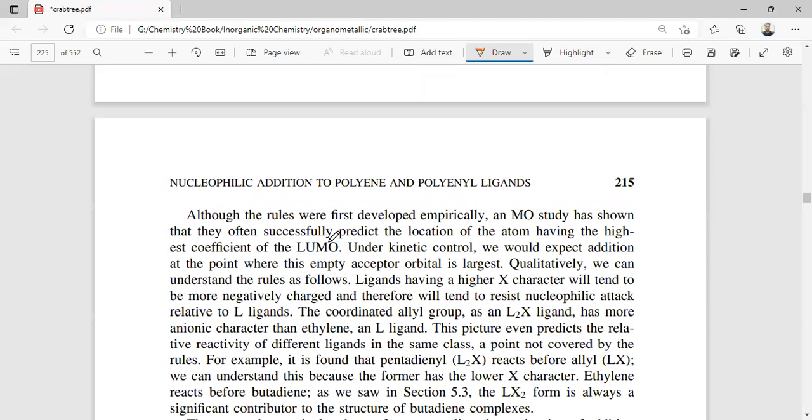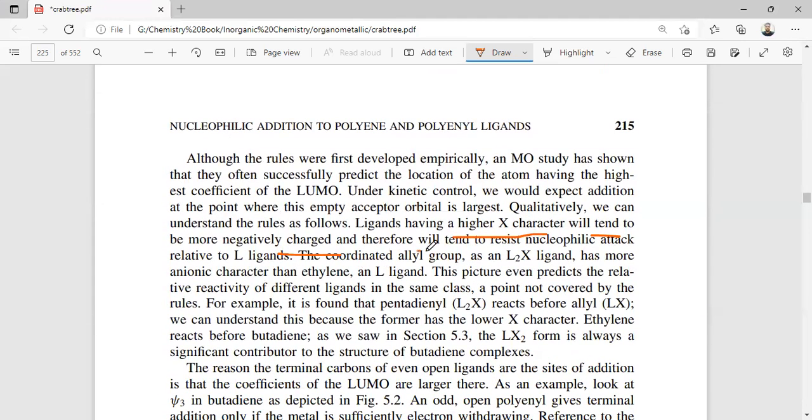Although the rules were first developed empirically, MO studies have shown that they successfully predict the location of the atom having the highest coefficient of the LUMO. Under kinetic control, we expect the addition at the point where the empty acceptor orbital is the largest. Quantitatively, we can understand the rule as follows. A ligand having the higher electron density will tend to be more negatively charged, and therefore will tend to resist nucleophilic attack relative to the L ligand.